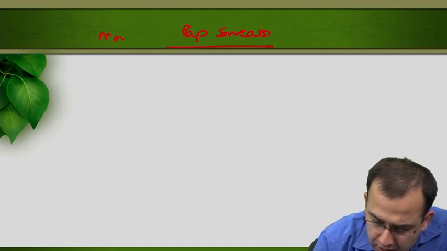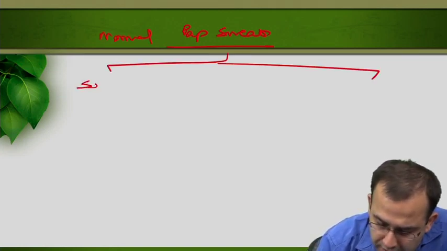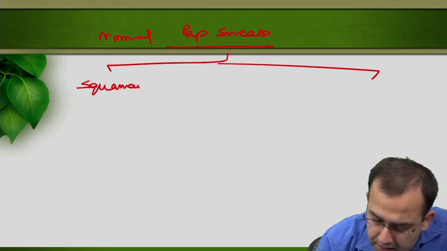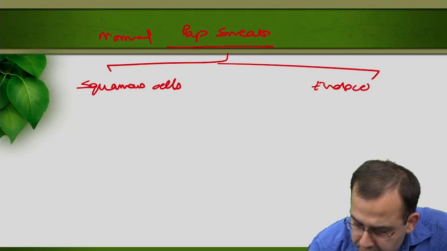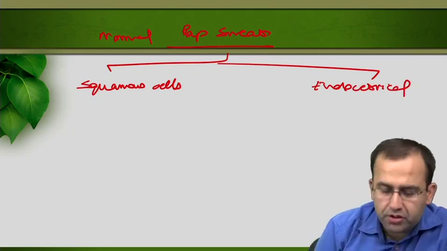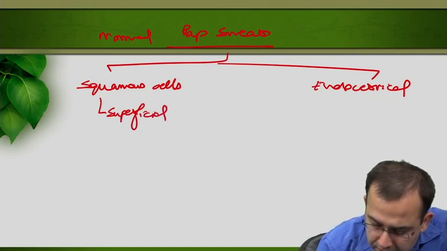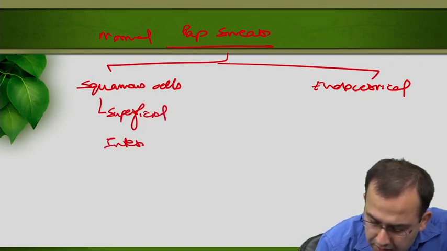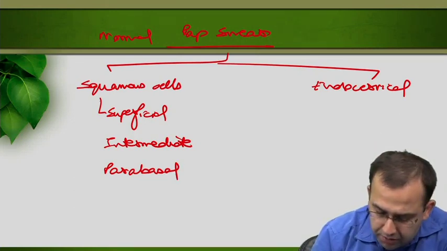Let us start with a normal pap smear. Normal pap smear shows me 2 kinds of cells, squamous cells and endocervical cells. Squamous cells are of 3 types, that is superficial squamous cells, intermediate squamous cells and parabasal cells. All these are normal. We are doing a normal pap smear.